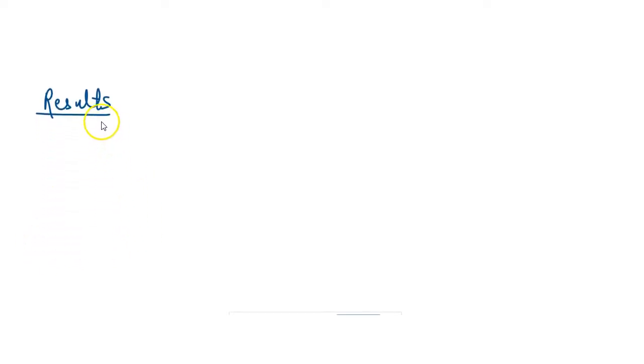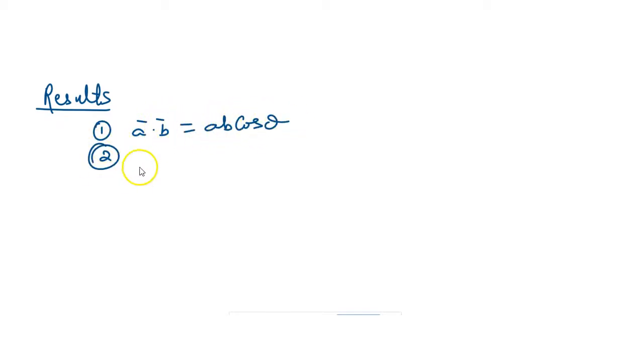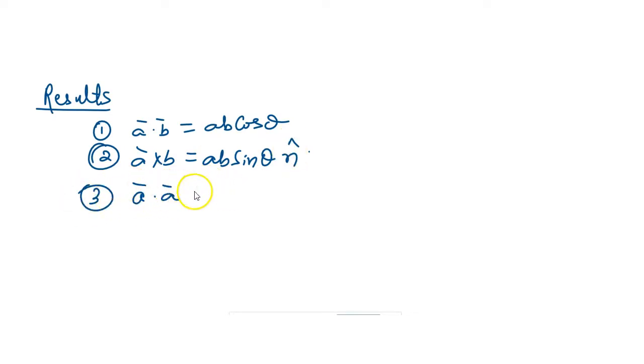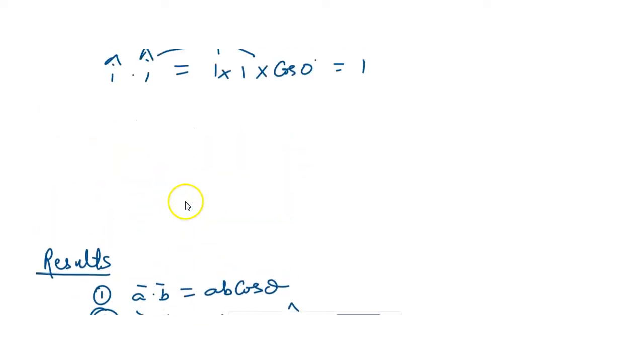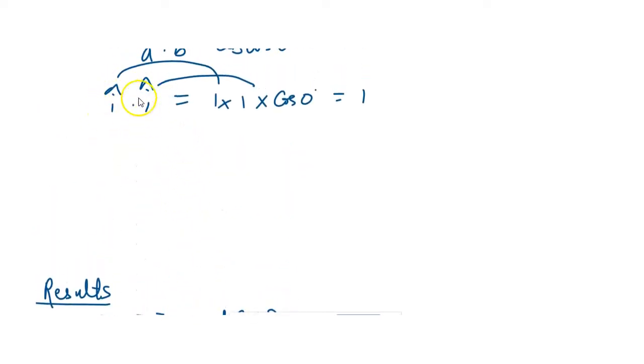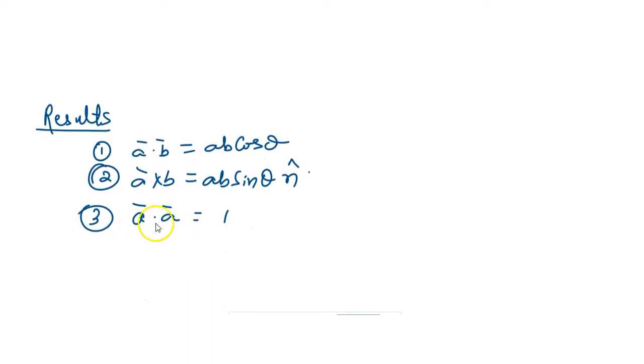So let us note some important results here. What we are going to remember is that a dot b is ab cos theta, a cross b is ab sin theta and n cap, which should also be remembered, and a dot a is 1 if they are unit vectors. If they are not unit vectors, then a dot a will be a squared.